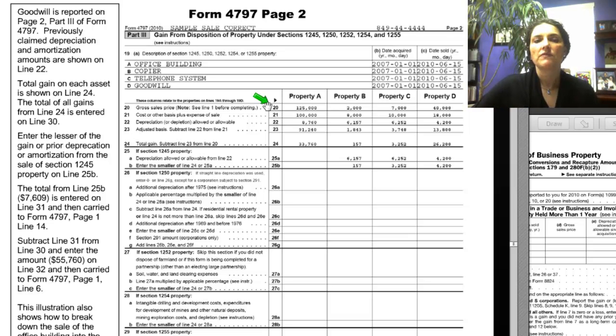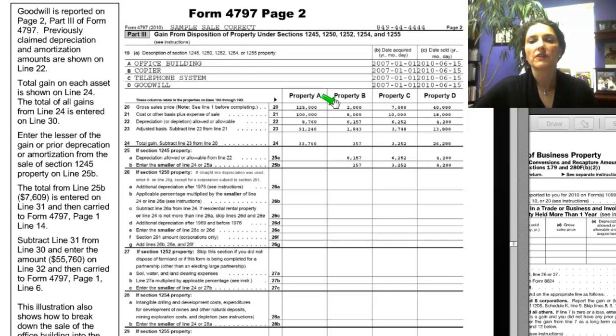And in this case, we've allocated $125,000 of the sales proceeds to the sale of the building. On the cost of the building, remember we paid $120,000 for the building, but $20,000 was for the land. So we've pulled that $20,000 of land out, and that leaves $100,000 of cost basis being applied to the building. The amount of depreciation that was claimed on the building was $8,760, leaving us an adjusted basis in the building of $91,240 and a total gain on the sale of $33,760.